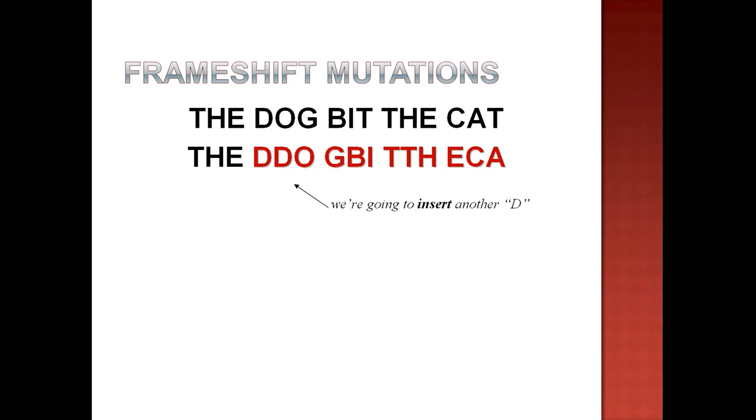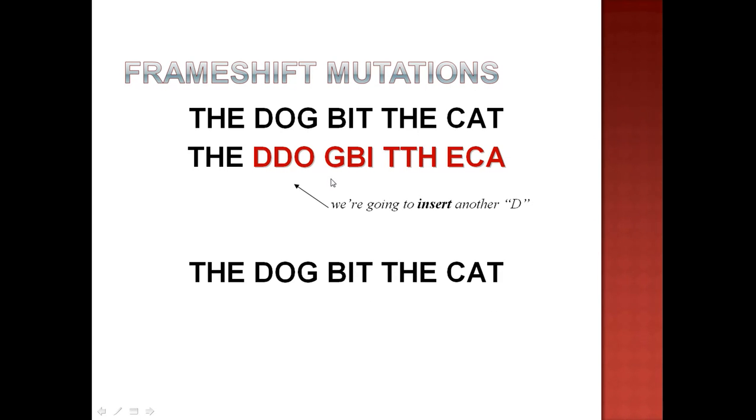So in this example, we're going to go from "the dog bit the cat," and we're going to add a D right here. And so now this O is going to shift over, and that's going to be the third letter in our DNA. And so the G is going to move over to a new codon. And so it doesn't make any sense, right? Everything after that point is going to shift to the right, and it's not going to make sense.